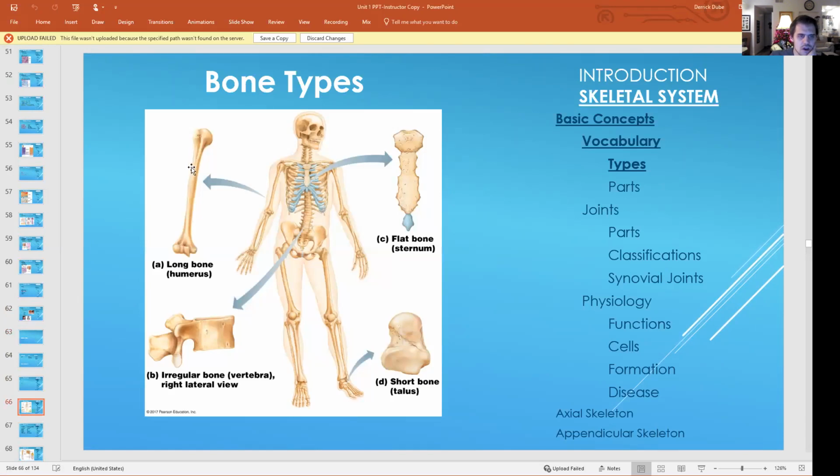So these long bones are really good for levers. That's why we're going to find long bones in our appendages, because the muscles can attach and have a lever so that we can move. These short bones, like the talus, are more for fine movement type things. Irregular bones have just different, very complex purposes. And then flat bones are usually going to be for protection. The sternum is there to protect your chest. The skull bones are flat bones that are going to protect you there.